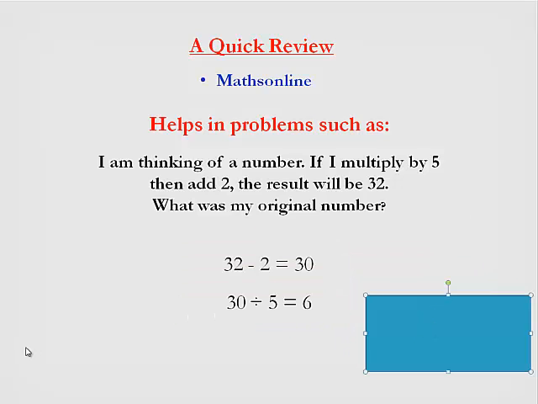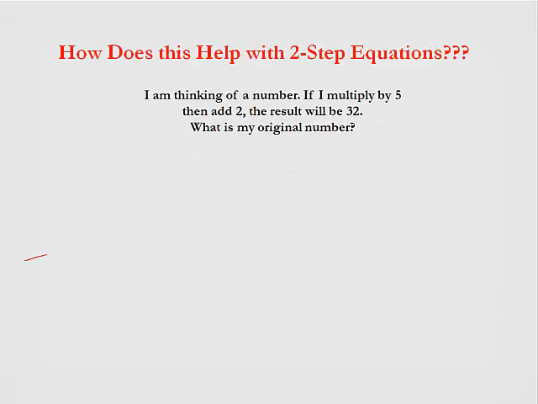It states add 2, so we're going to subtract 2, giving us a result of 30. It says if I multiply by 5, so I'm going to divide by 5 since it's the inverse operation. 30 divided by 5 is 6. The original number should be 6. Let's check. I'm thinking of a number 6. Multiplying by 5 is 30. Adding 2 is 32.